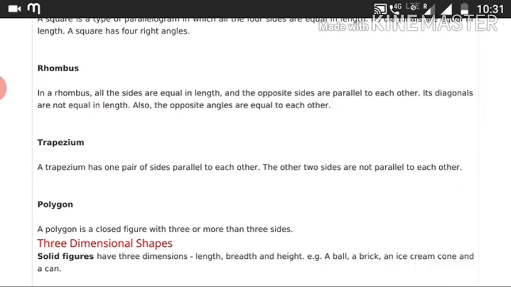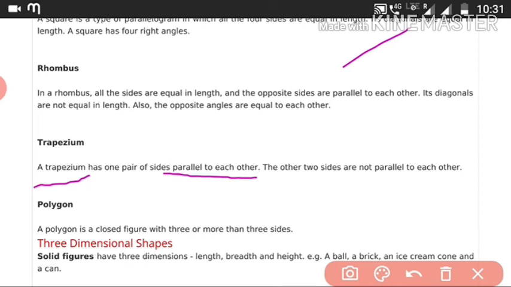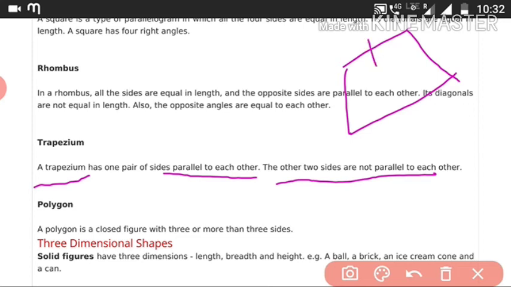Now trapezium. A trapezium has one pair of sides parallel to each other. In a trapezium only one pair of sides will be parallel. Suppose these two will be parallel and the other two will not be parallel. So this is called a trapezium. The other two sides are not parallel to each other. That figure is called a trapezium.